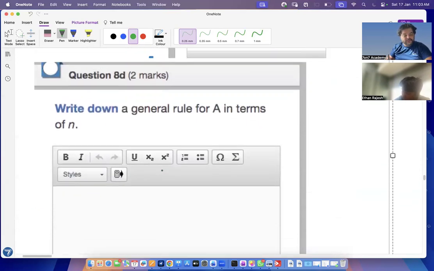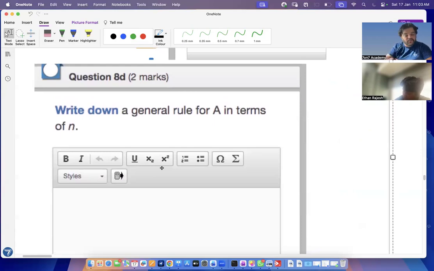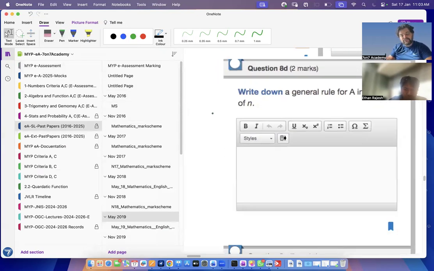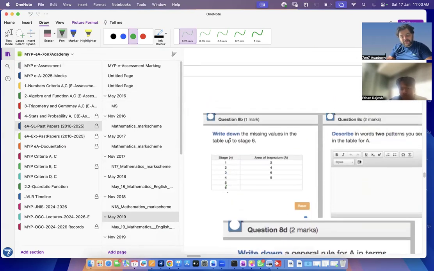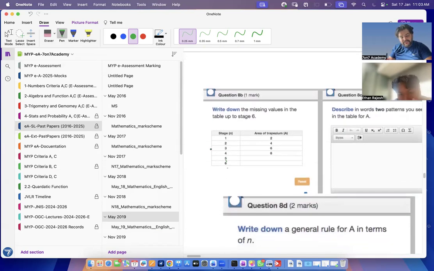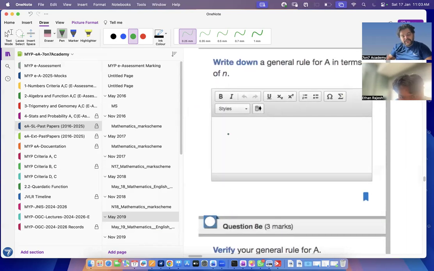Now see. Write down the general rule of A in terms of n. That you can write easily. So how will you write it? That is 2 marks. First you look at the correct terminology. Look into the table. This is area, no? This is stage. So you write area in terms of n is equal to 2n. Agree?